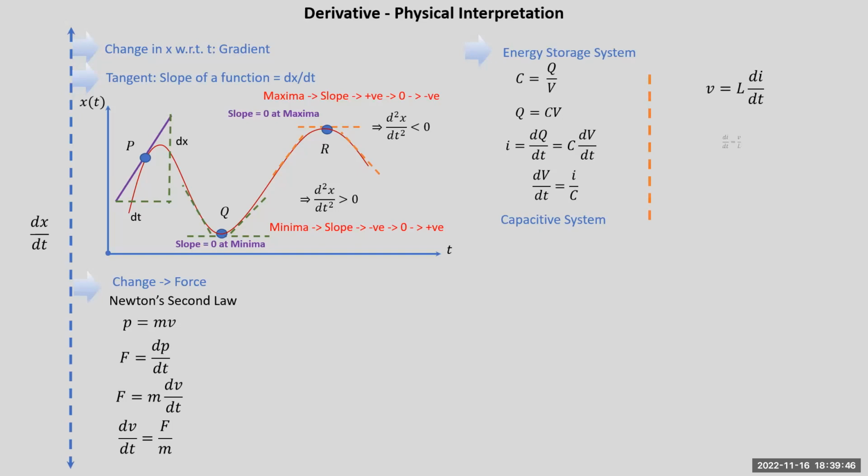Similarly, if you apply Faraday's law of electromagnetic induction, one can see the voltage V is equal to L into di by dt, and therefore di by dt is equal to V by L. So it represents an inductive system.